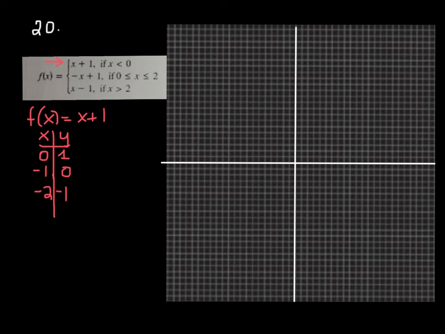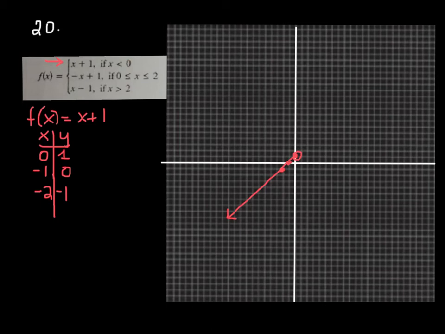Sorry, negative 1. And I'm going to plot those points. So I've plotted those points, which means I know my line is going to go this way. The only thing I need to fix is if it's less than 0, this 0 point has to be an open circle. So let's try that again. This is supposed to be around that point. That should be an open circle.